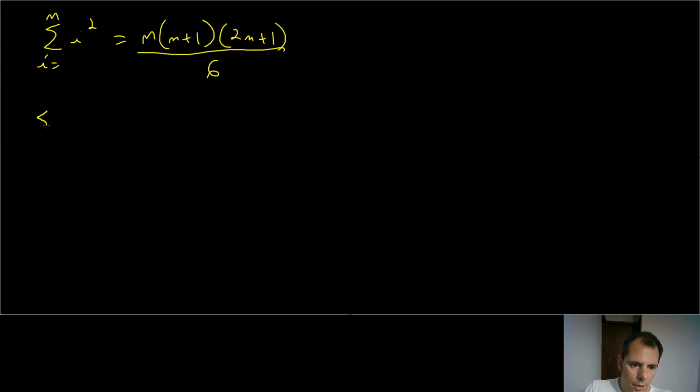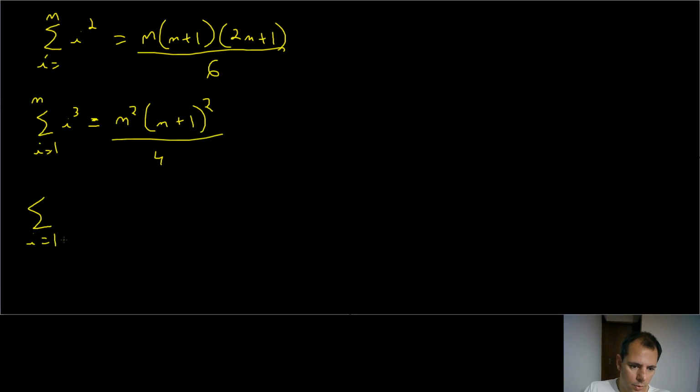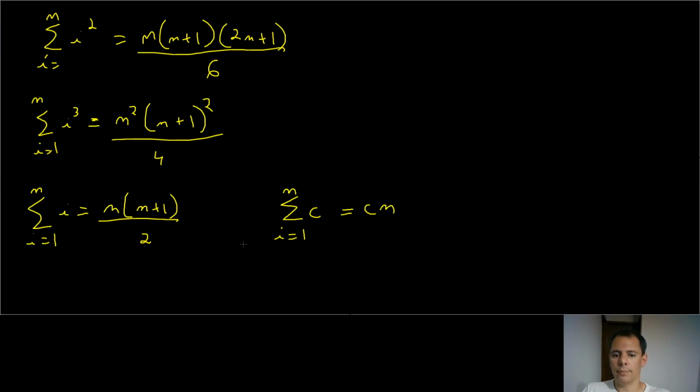All right? If you have the summation of i equal to 1 all the way to n of i cubed, these are things that you have to memorize, okay? It's going to be n squared times (n plus 1) squared divided by 4. Again, if you have the summation of i equal to 1 all the way to n of i, it equals n times (n plus 1) divided by 2. And if you have the summation of i equal to 1 all the way to n of c, this equals cn. Okay, so these formulas, you just got to memorize them.